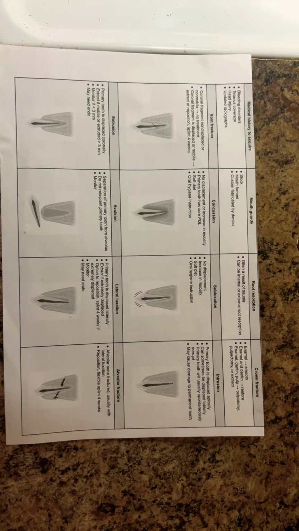And in case of alveolar fracture, the bone is fractured. So we reposition and use a flexible splint for 4 weeks. Remember, it is not rigid, it is flexible. And in case of lateral luxation also, if it is extremely displaced, then extract, otherwise splint for 4 weeks.